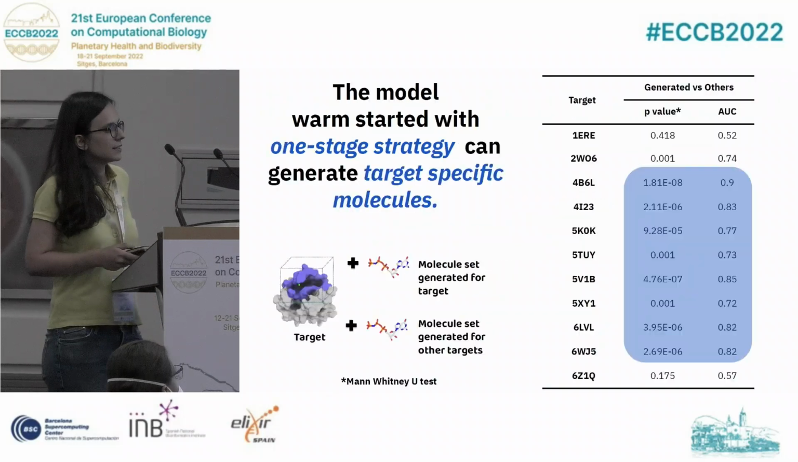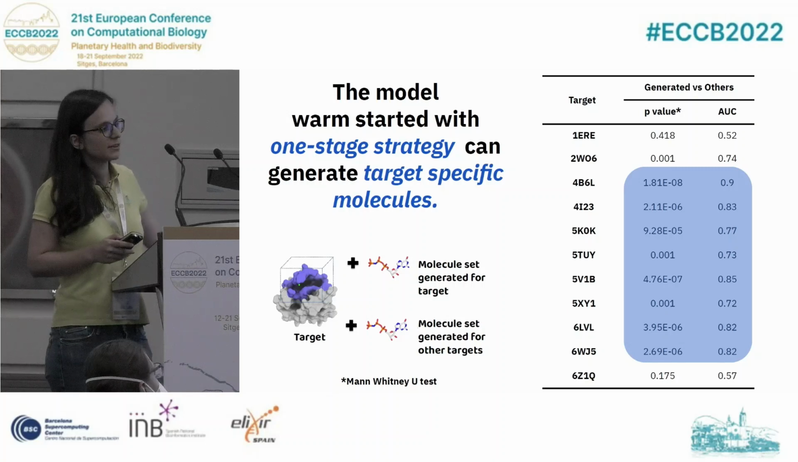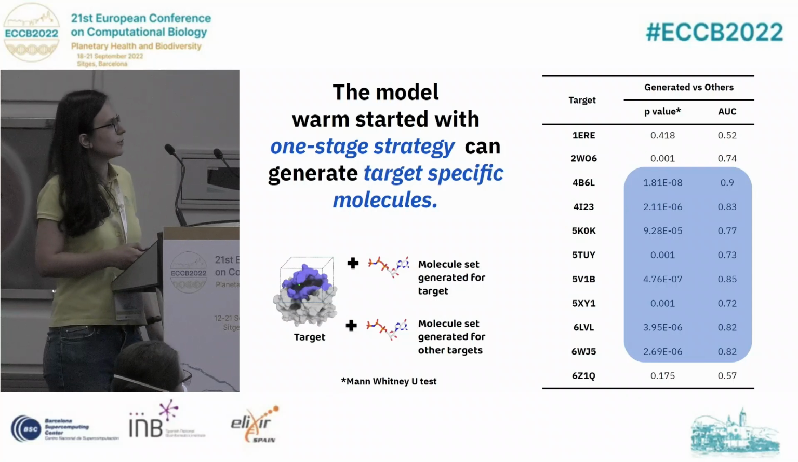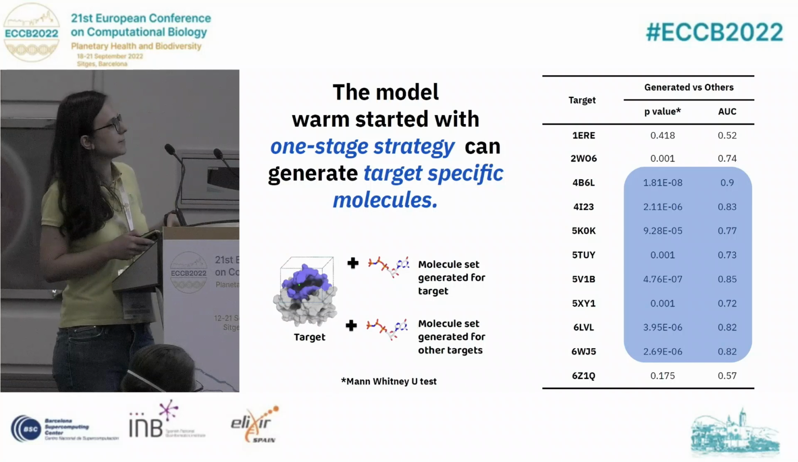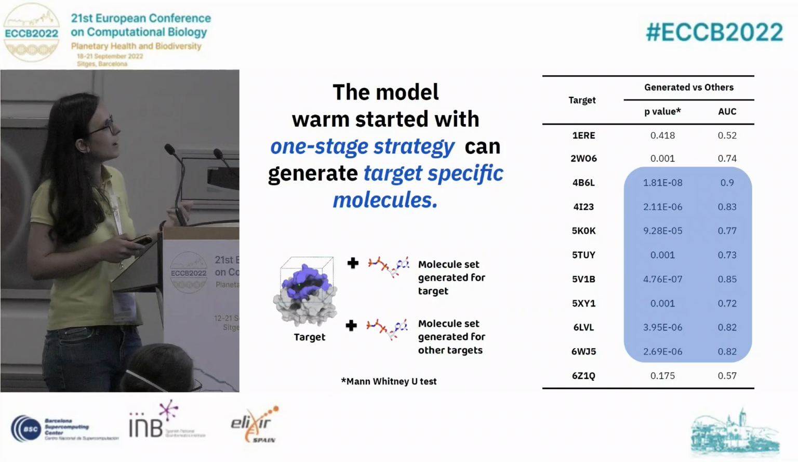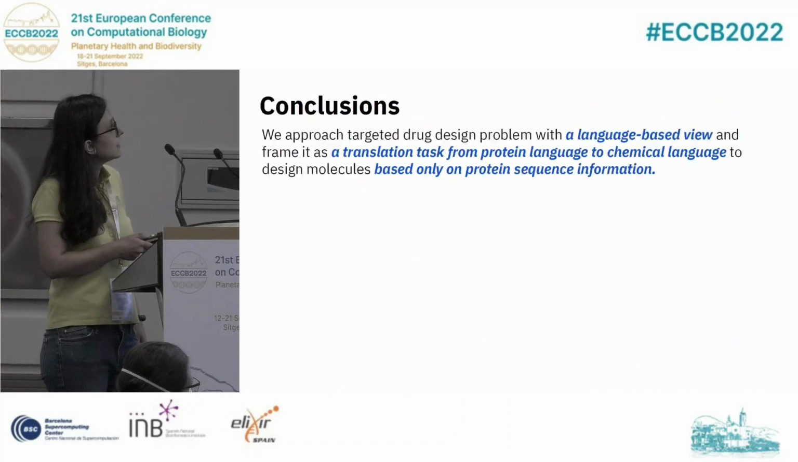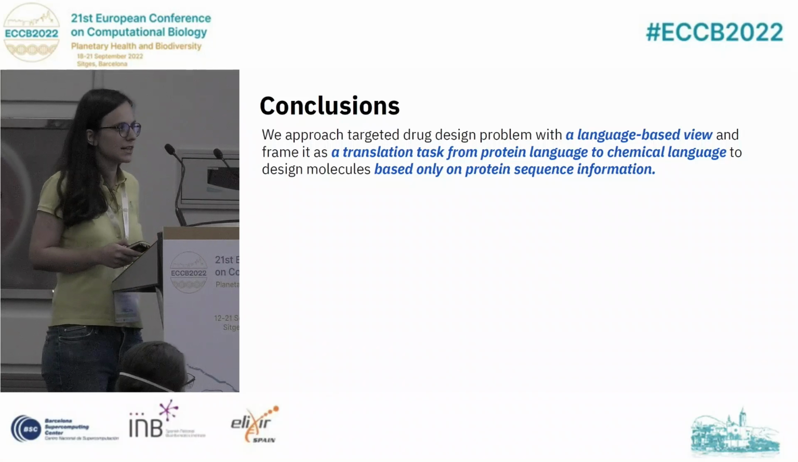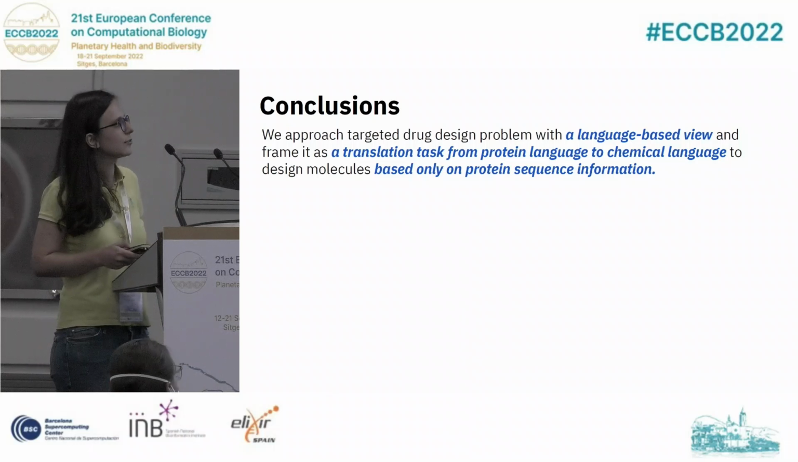We also asked whether these generated molecules are specific to these targets, and we performed another docking to compare the molecule set generated for these particular targets with the molecules generated for the rest of the targets to see whether the molecules are specific or not. And we see that this model, the warm-started model with the one-stage strategy, can design target-specific molecules for 8 proteins out of 11. So, in short, we approach targeted drug design from a language perspective and frame this task as a translation from protein language to chemical language, and this allows us to generate molecules using only protein sequence information.